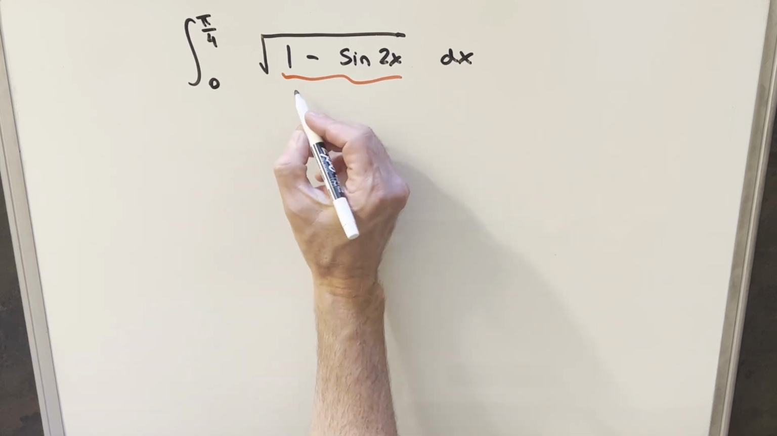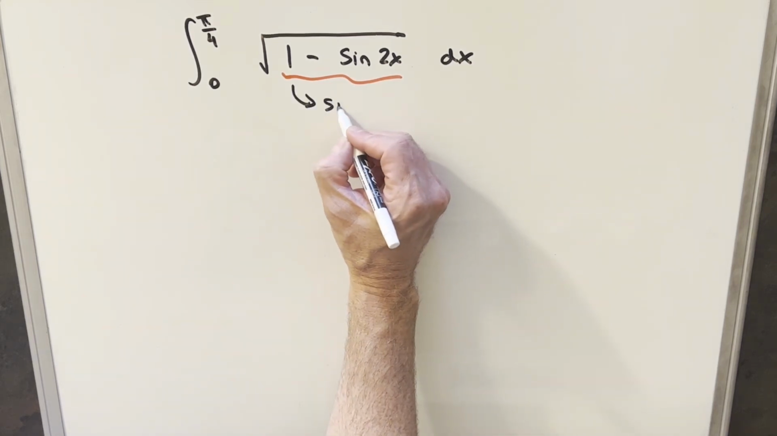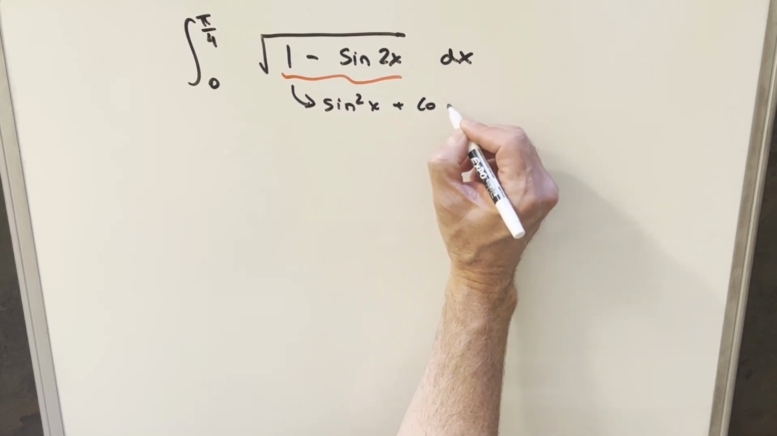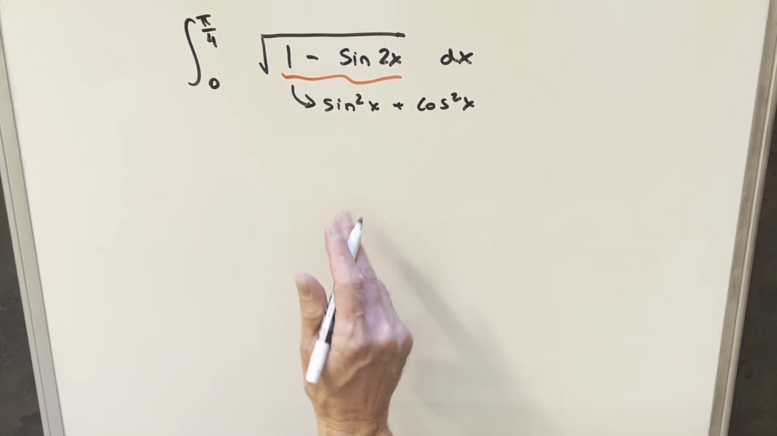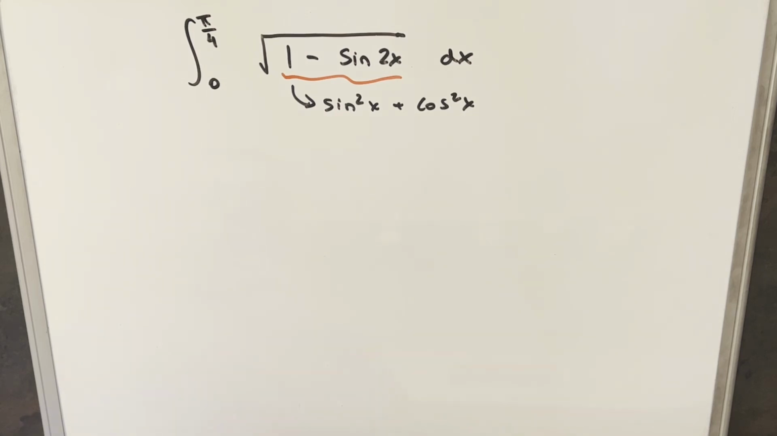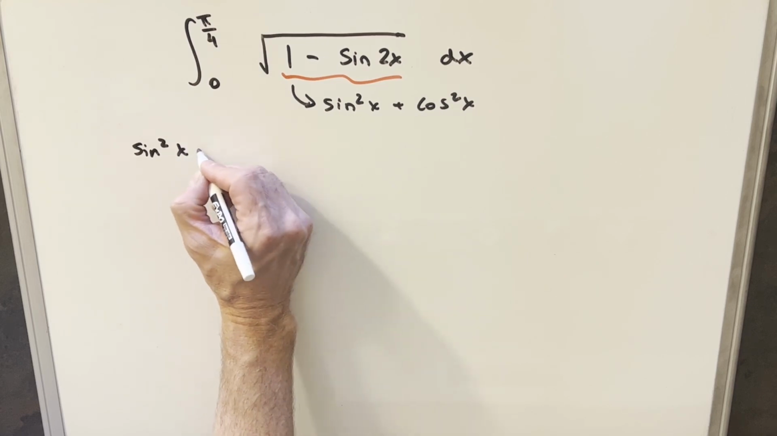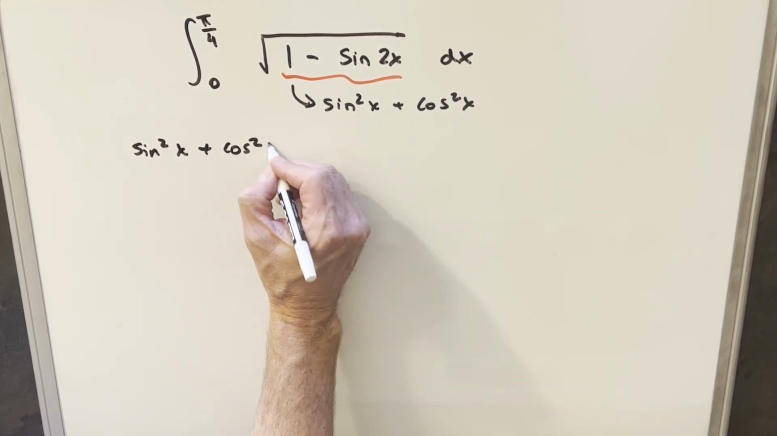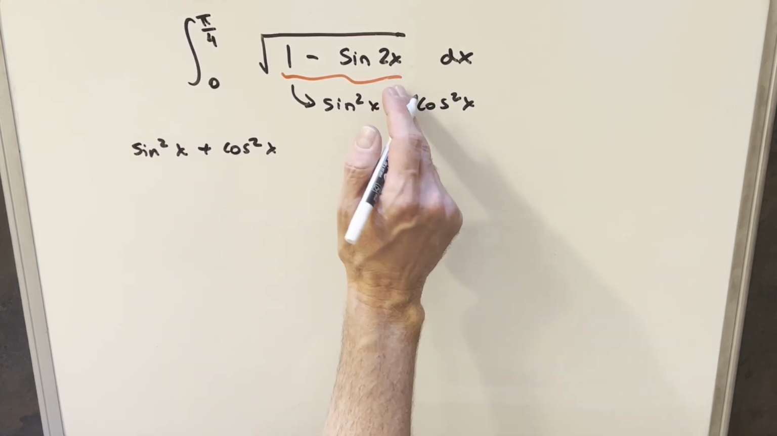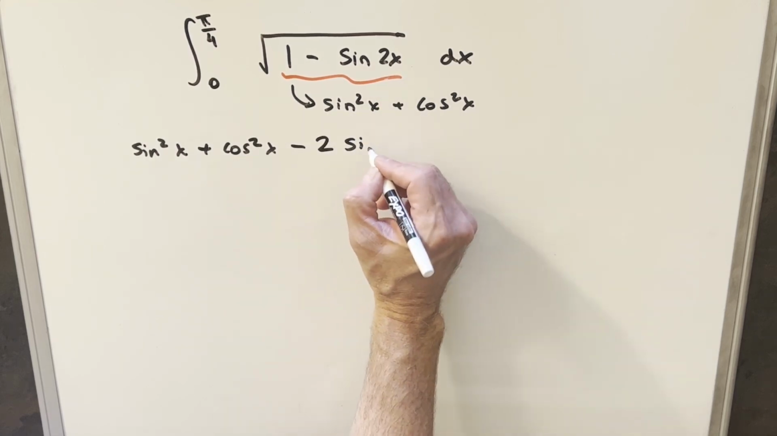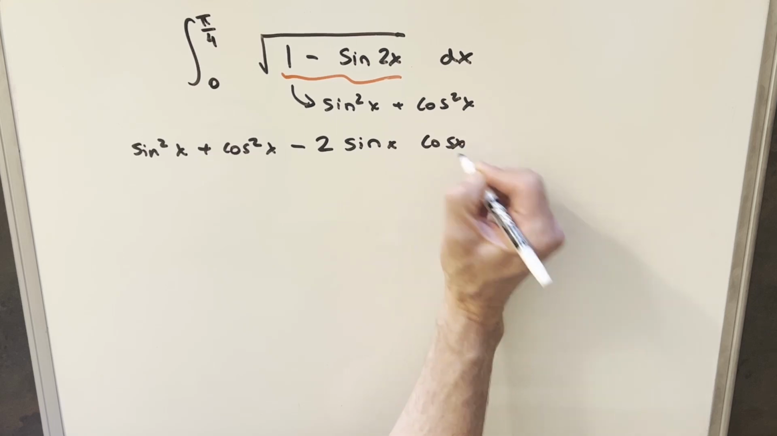And what I want to do is, for this 1, if I can rewrite my 1 as sine squared x plus cosine squared x, I think that's going to help us turn this into a perfect square. So let's actually just look at that algebra when I do that. So we'll have sine squared x plus cosine squared x, and then I'm going to take my sine 2x and use the double angle formula on this. I'm going to write this as minus 2 sine x cos x.